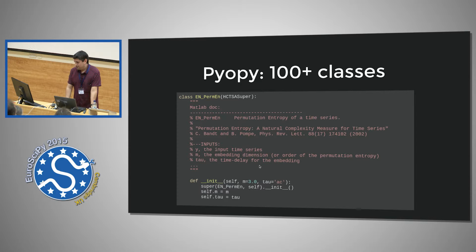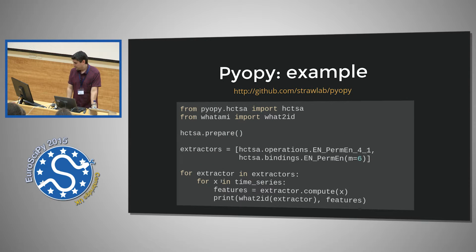So if you go to the web page, you can see a very big Python file that is called Python bindings. That is around 50,000 lines, and it's all populated of this kind of classes. Each class is one of the operations. And for example, you can compute permutation entropy, which is a feature which tells you some stuff about the complexity of the time series. And well, it's pure Python. When you use this, you use this kind of code.